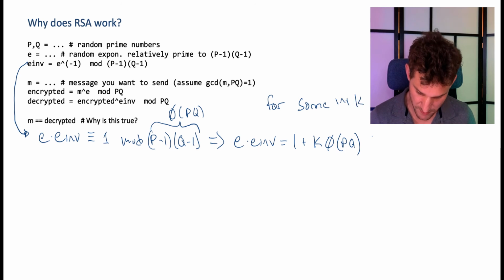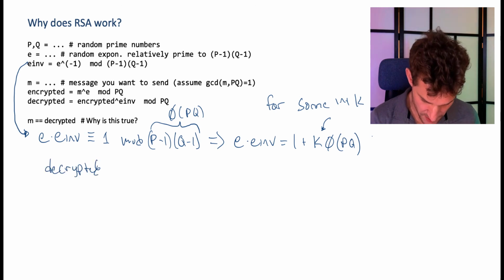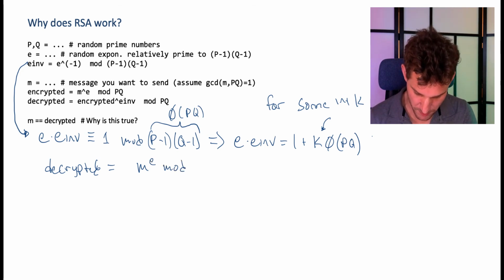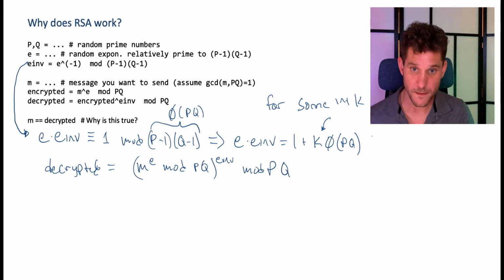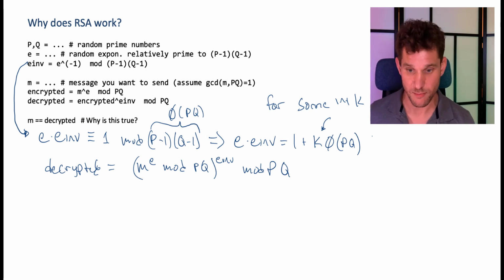For some int k. So let's look at how we got this decrypted message. Decrypted is equal to, well, first you had to take the message m, raise it to the e mod pq, and then raise that to the E_inv, and then again take mod pq. Okay, so there's two steps. First you exponentiate it to the e, and then took that mod pq, and then again you exponentiate it to E_inv. That's what the receiver does, exponentiates to E_inv mod pq.